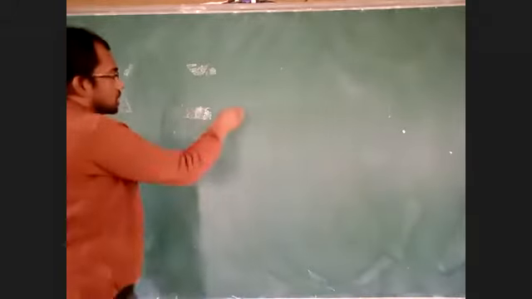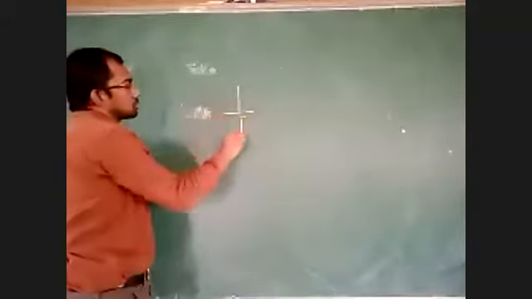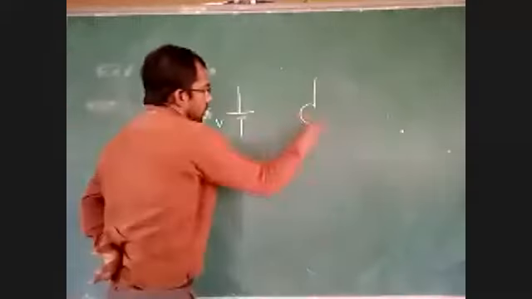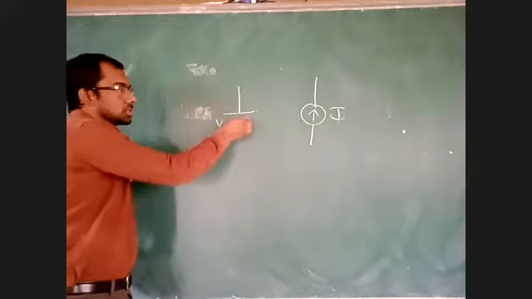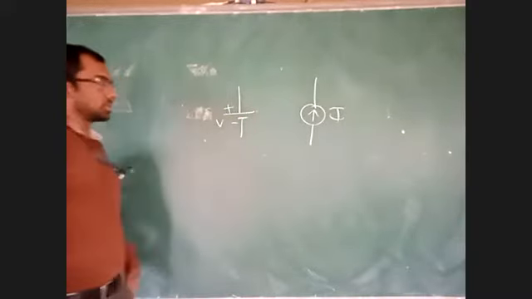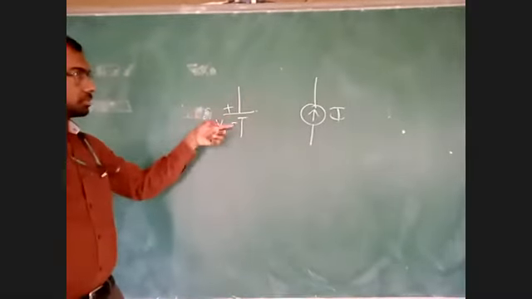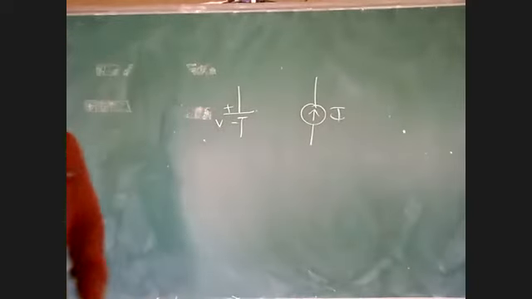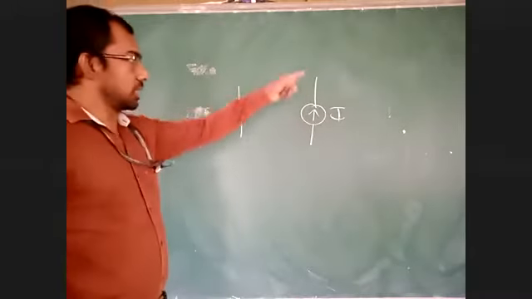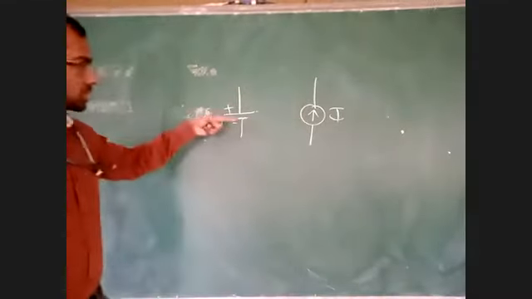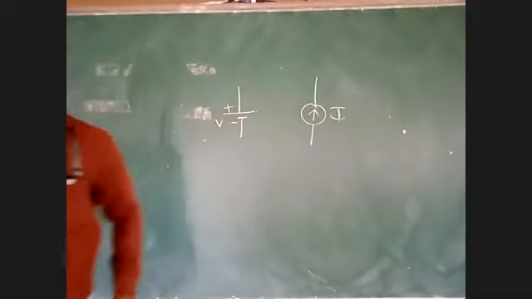In the last class, we discussed voltage source and current source. In a voltage source, this is the positive terminal and this will be the negative terminal. Always current flows from negative to positive terminal. In the current source, the arrow is represented in the upward direction, because current flows from negative to positive terminal.